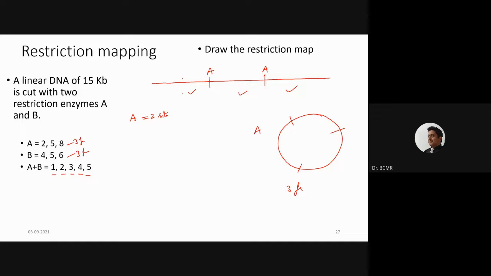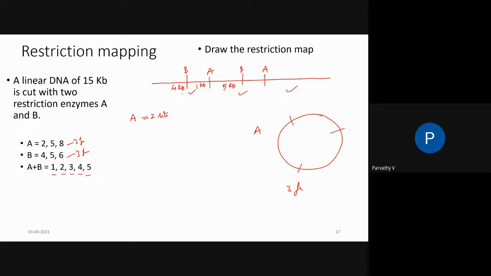What is your answer? What do I start with here? So after 4 bases, we have a restriction site for B, 4 kb. First is B, right? And then after one other base, we have A, 1 kb. And after 5 bases from A, we have another site for B, 5 kb.